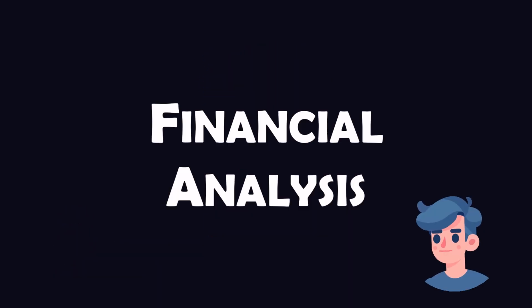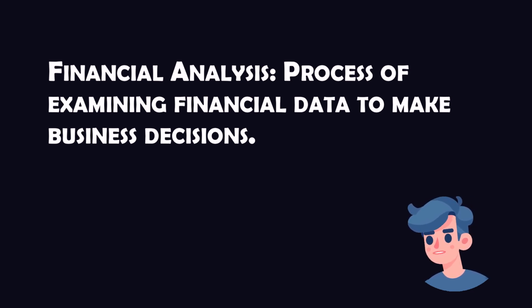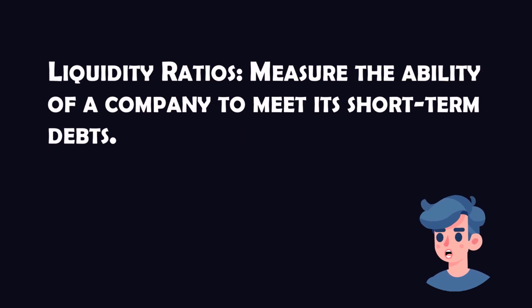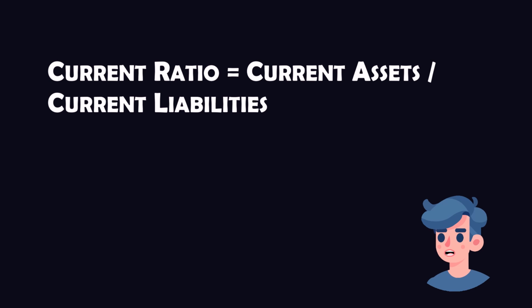Now let's talk about financial analysis. This involves evaluating a company's performance and making informed business decisions. It typically involves the use of financial ratios derived from financial statements. Example question, how is the company's liquidity position to meet short-term obligations? Common liquidity ratios include the current ratio, current assets/current liabilities, and the quick ratio, quick assets/current liabilities.